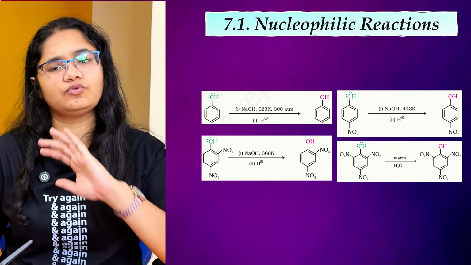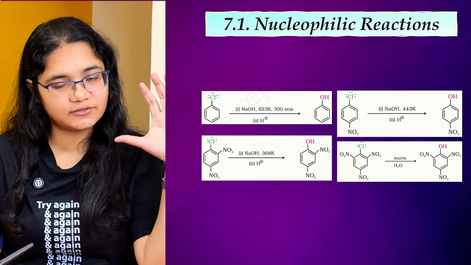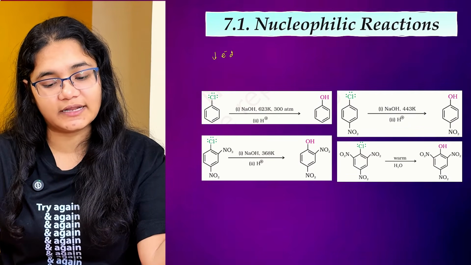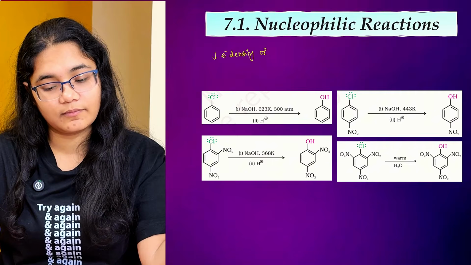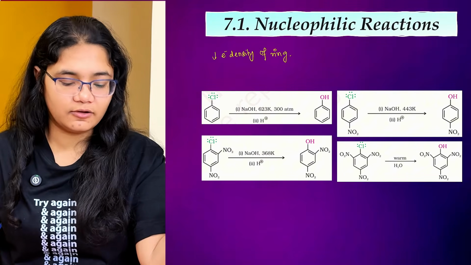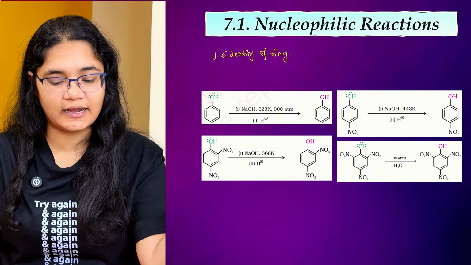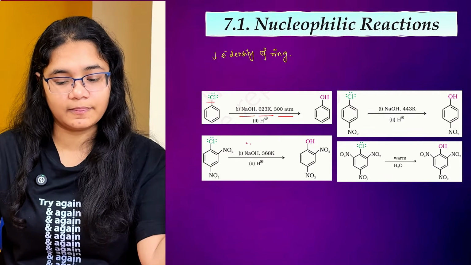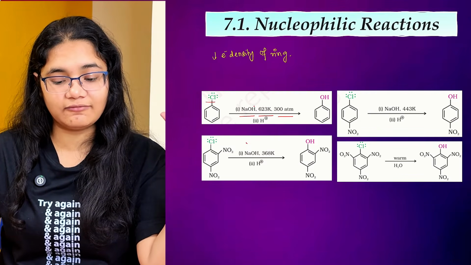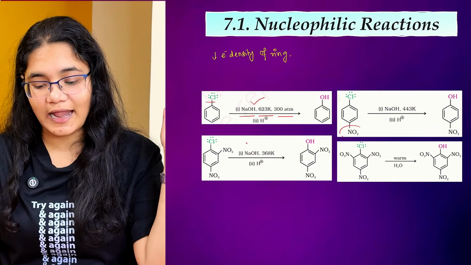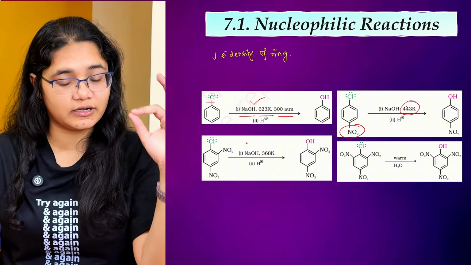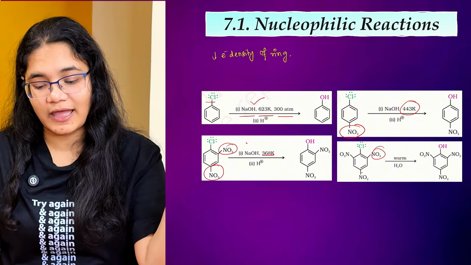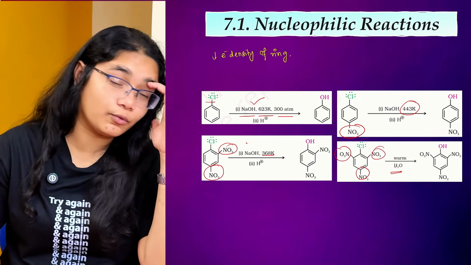But does that mean there is no way that we can have haloarene reactions? No, it is not like that. We can have haloarene reactions if we decrease the electron density of the ring. For example, if you have chlorobenzene and you react it with NaOH at 623 Kelvin and 300 atm, you have to take such a high temperature and pressure. But if you add one NO2 group, the reaction can be done at 443 Kelvin. With 2 NO2 groups, you can do it at 368 Kelvin. And with 3 NO2 groups, you can do it with only warm water.